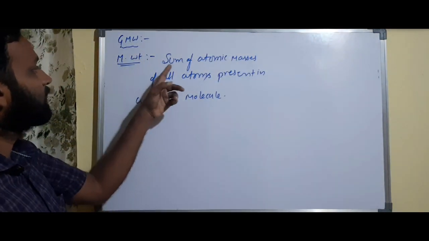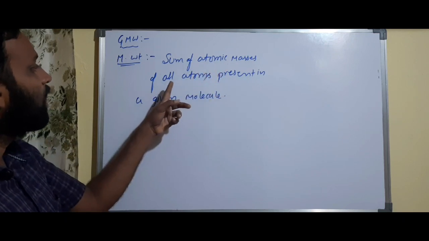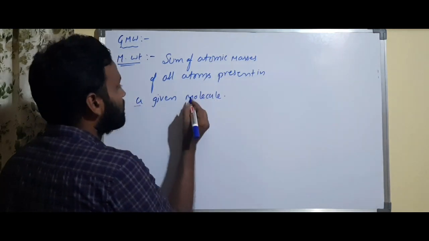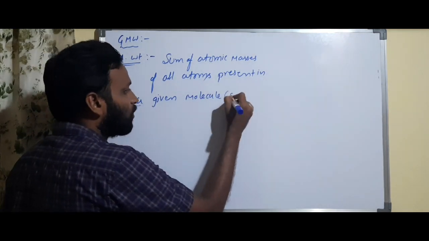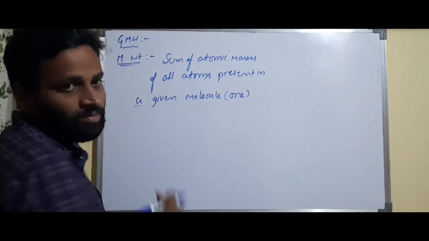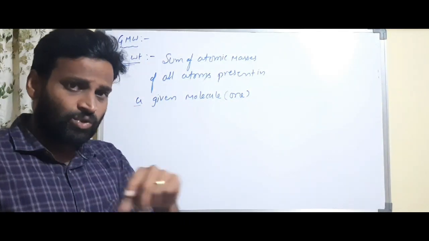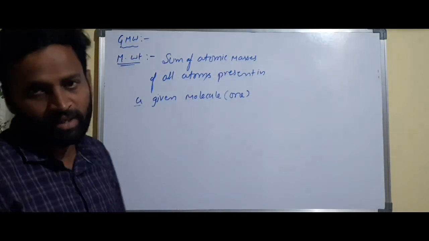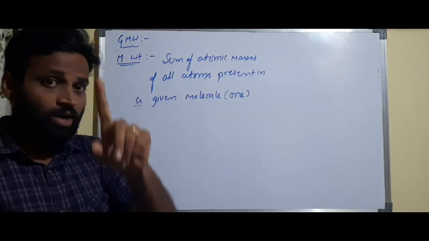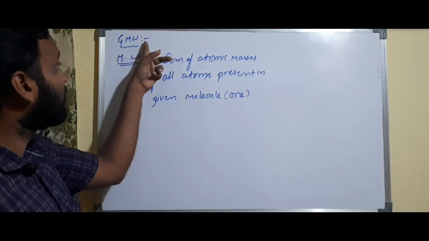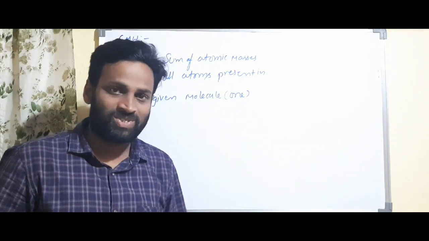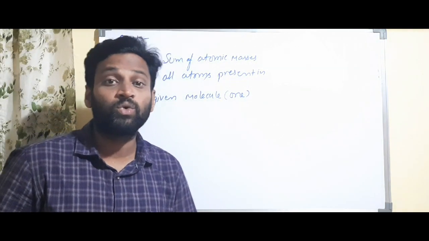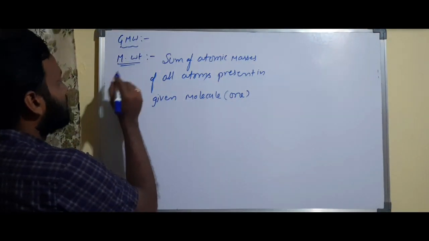Molecular weight is the sum of atomic masses of all atoms present in a given molecule. In a given molecule means only one particular molecule. That is molecular weight. I told you about atomic weight and gram atomic weight; same here, molecular weight and gram molecular weight. Molecular weight is for one molecule, and gram molecular weight is for Avogadro number of molecules, for 1 mole. Avogadro number, you have the idea, is 6.023 into 10 power 23.